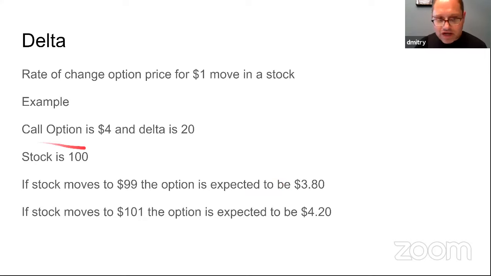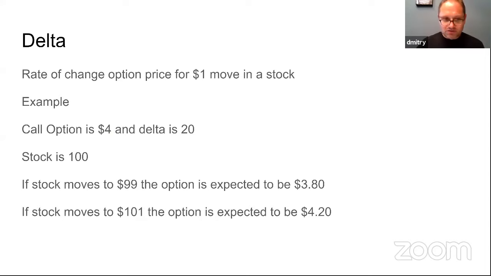Let's say we have a call option with whatever trading days to go. It's $4, and the delta is 20. So let's just say the stock is 100. You have a call that's 120. It's a 20 delta. The option pricing model is telling us that it estimates that if the stock falls $1, this call option will decrease by 20 cents. If the stock goes up by $1, it's going to increase by 20 cents.